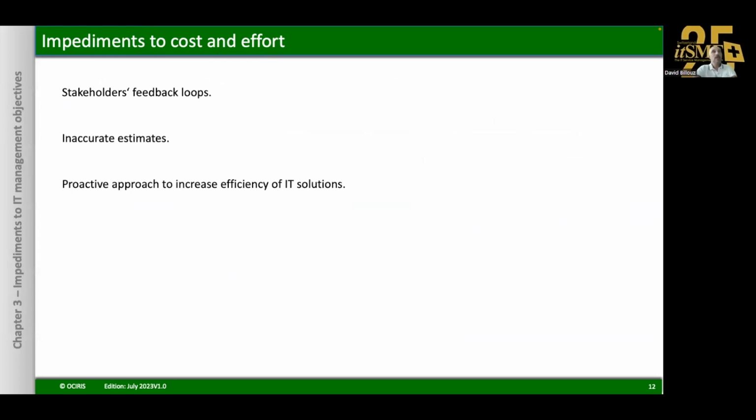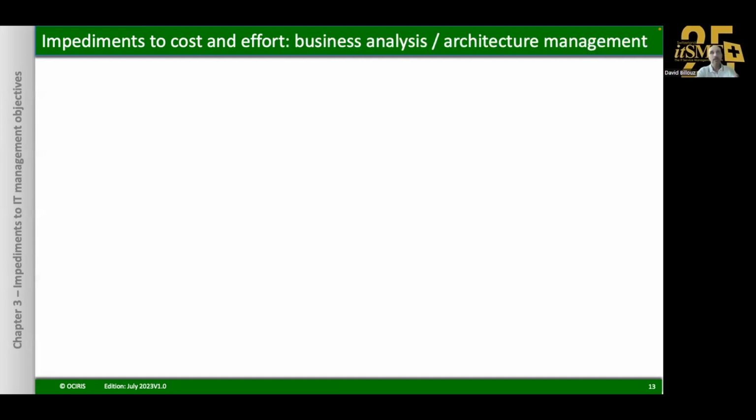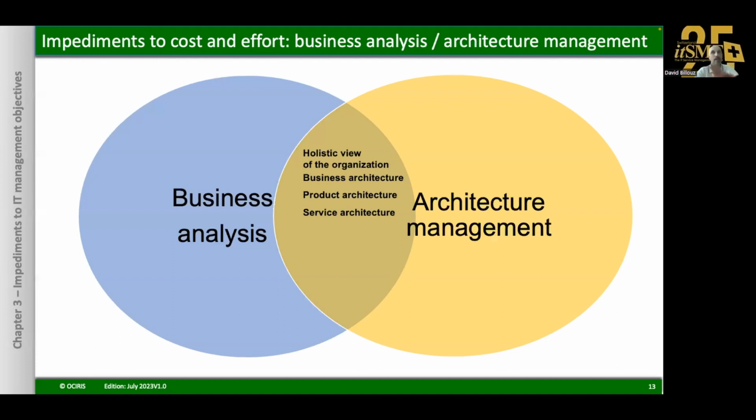There is no real proactive approach to increase the efficiency of IT solutions. That's another impediment. And business analysis and architecture management are not working in tandem but in isolation, which can lead to more costly solutions that don't really address the needs of the users and the customers. So that's why it's important, very shortly, to understand that architecture management and business analysis are two capabilities that should really work together.